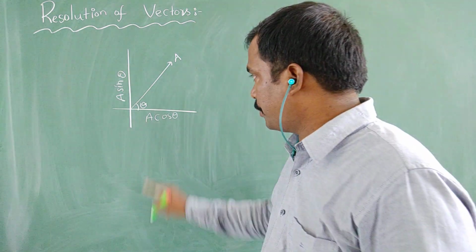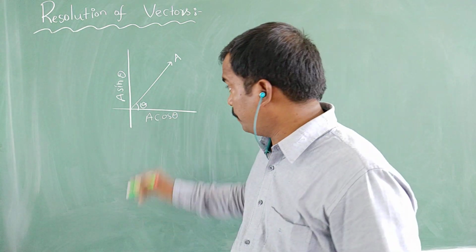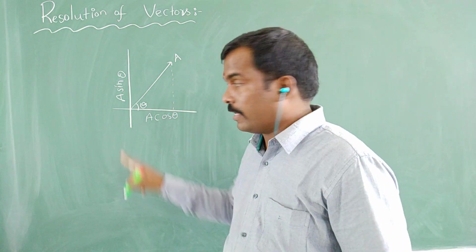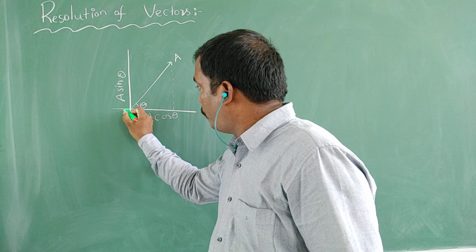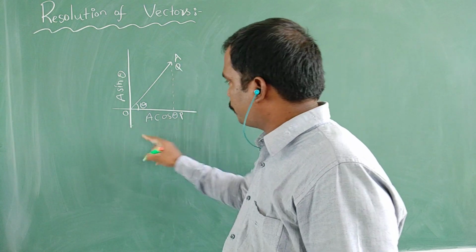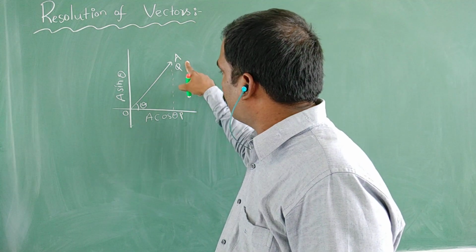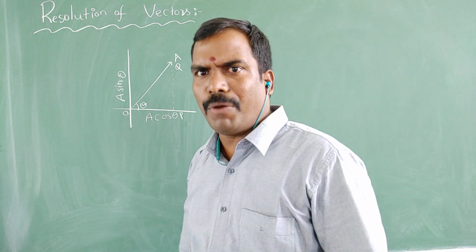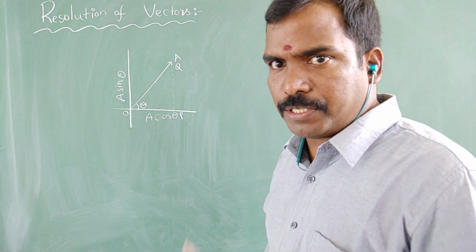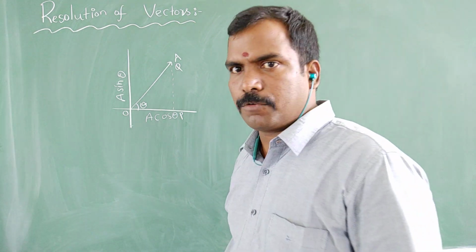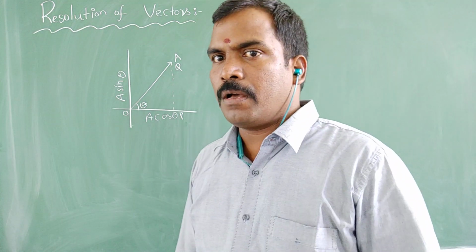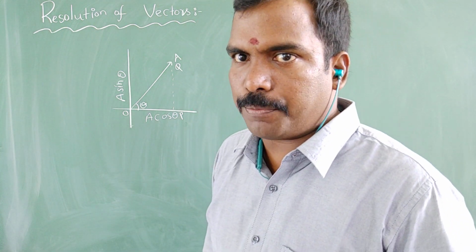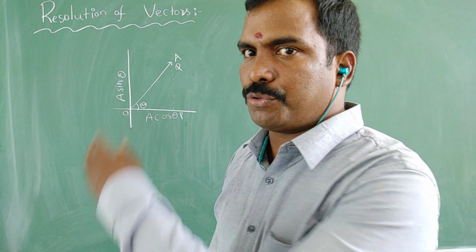Here only students get confused. How can you write cos theta here? In this triangle OPQ, with theta at O, OP is the adjacent side, PQ is the opposite side, and OQ is the hypotenuse. Obviously, everyone knows the trigonometric ratios: cos means adjacent side by hypotenuse, and sin means opposite by hypotenuse. I used this simple formula.